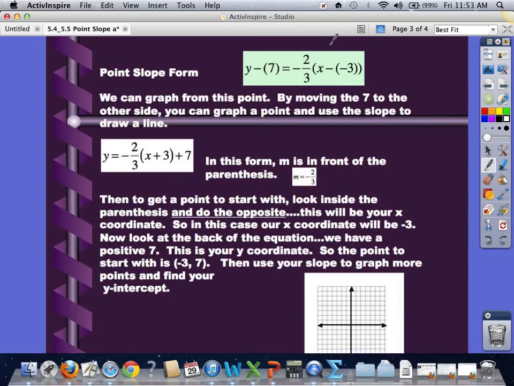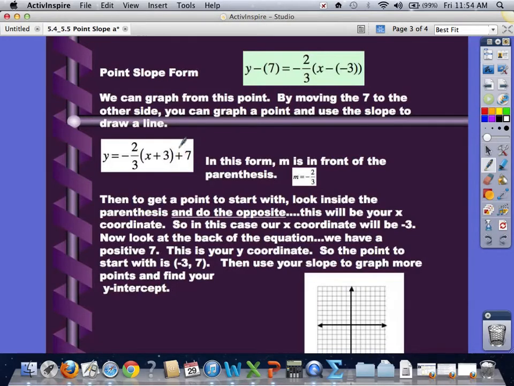All right, so by moving this -7 over to the other side, then you're going to have this problem right here. And this is where you're going to be able to get a point, so you can graph it from point slope. So if you move that 7 over, this is what it ends up to be: -2/3, and don't distribute, (x + 3) + 7.